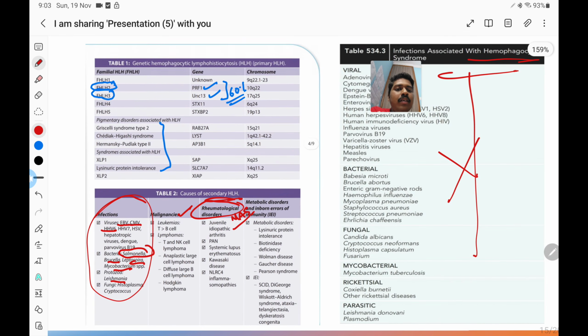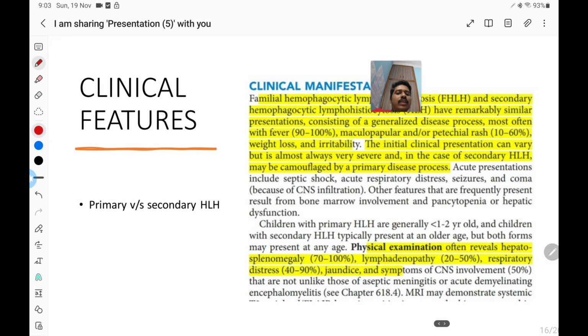Moving forward to the clinical features. It is impossible to differentiate between primary and secondary HLH, but usually primary HLH will have a gradual onset, and secondary HLH will be acute onset, and it will be more severe initially. This line is from Nelson: familial and secondary HLH have remarkably similar presentations, usually characterized by fever, rash, weight loss, irritability. This is the presentation of primary HLH.